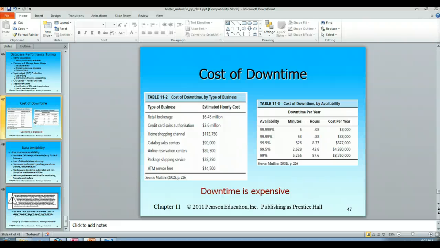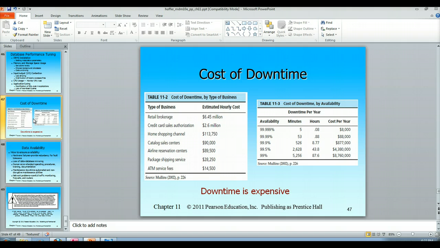Credit card sales. If you're unable to process credit card purchases, a particular company might lose $2.6 million an hour. Right? We're talking large expenses for not being able to get to your data or not being able to update your data.